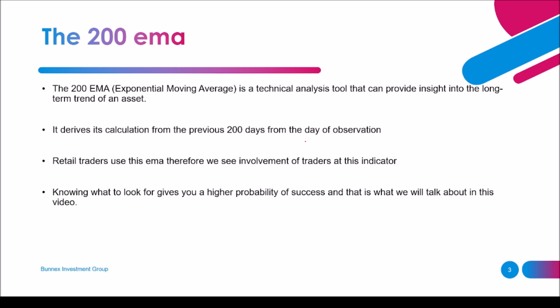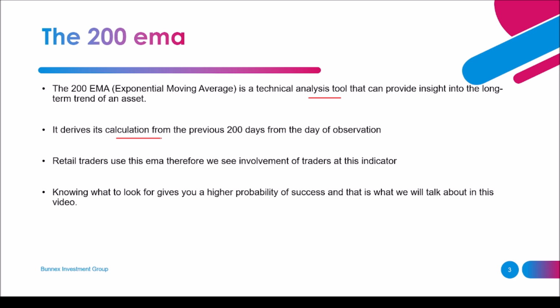Firstly, we are going to define the 200 EMA. So basically, the 200 EMA is an exponential moving average, an indicator that is found within our platforms for free. It is a technical analysis tool that can provide insight into a long-term trend of an asset. It might be Forex or even indices. Any tradable asset, you can use this particular indicator. It derives its calculation from the previous 200 days from the day of observation.